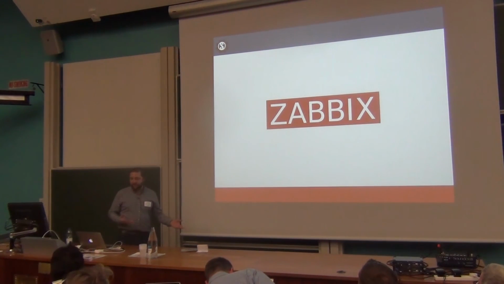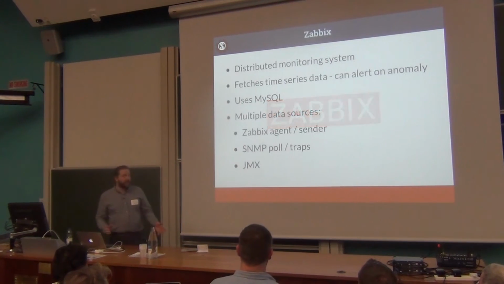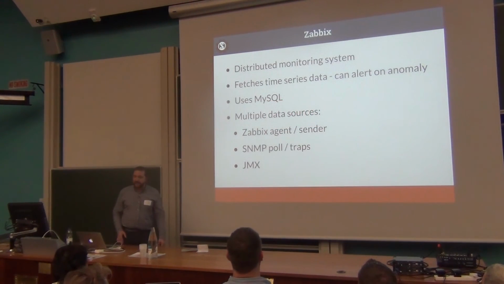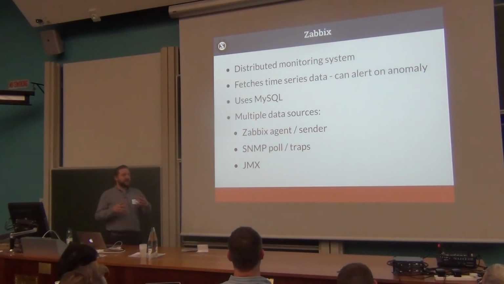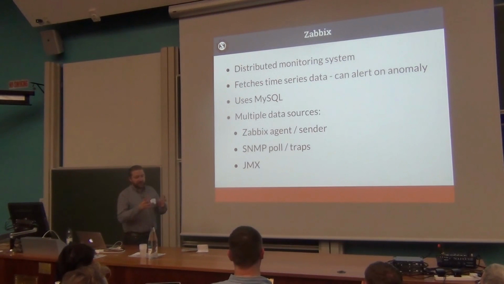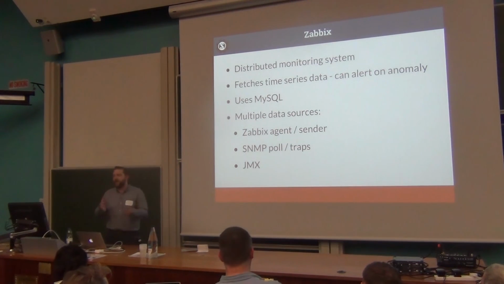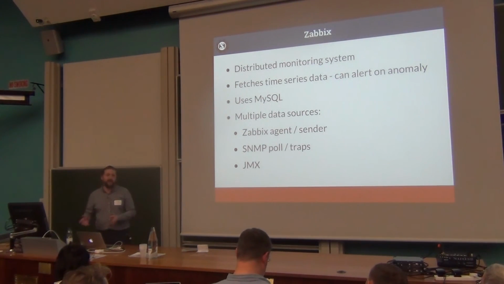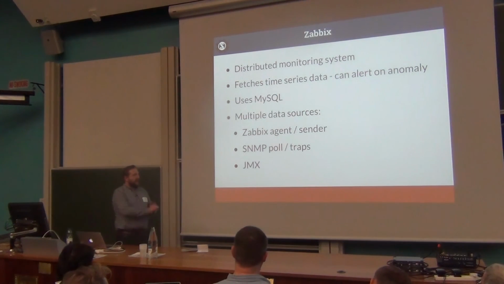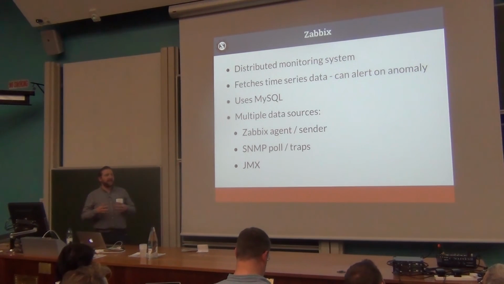And Zabbix is a monitoring platform. It's a distributed monitoring platform. It fetches time series data. You can put triggers on that. You can compose triggers out of a number of different scenarios. So you can say, I would like there to be a trigger on my MySQL slave lag being a bit too far behind, but only when the backups aren't running, because actually that's okay during that period. And it can fetch data from a number of sources, mostly the Zabbix agent, but it can also do SNMP traps and JMX. So it's a good all-rounder, really.